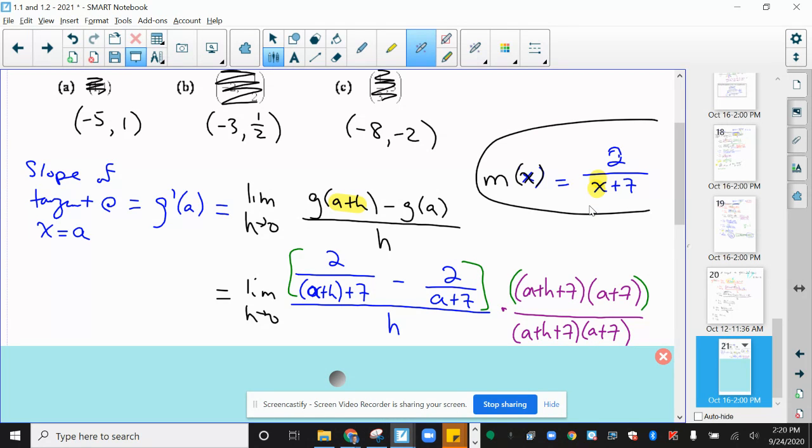So don't look at the purple for a minute. We'll need the purple in a second. This first line is just substituting in. So we substitute in a plus h for x, there it is. And then we have to substitute in a for x. So there it is right there. Instead of the x, you see I have a.